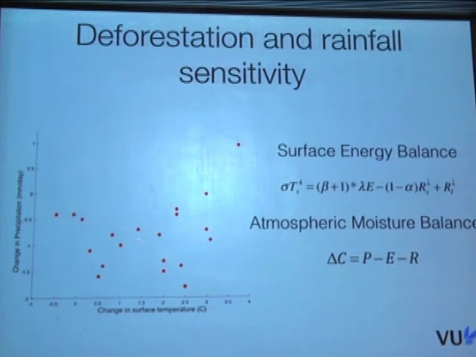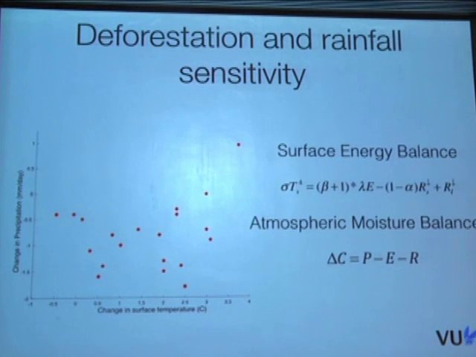This is a plot of, I think, 20 or so deforestation experiments. And they all give a change in surface temperature and a change in precipitation. This is from models, the earliest deforestation models in the 90s, up to now. So it's a very wide range of complexity of models that we've seen there. But there's not much relation in there.